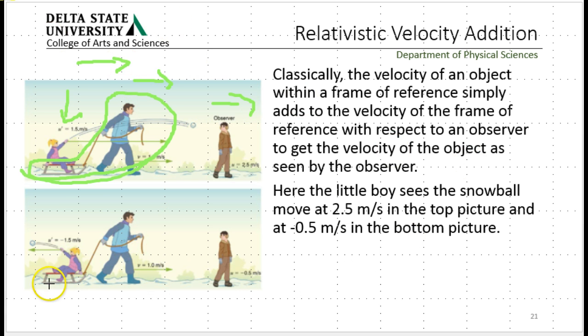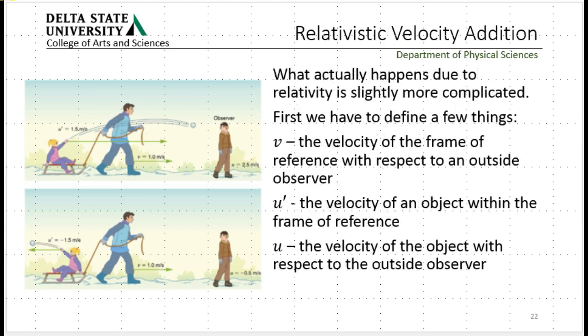And in the bottom picture, again, she's in this inertial frame that's moving at 1 meter per second, and she tosses the snowball backwards at 1.5 meters per second. The boy sees the snowball going away from him at 0.5 meter per second. Pretty straightforward. How do you add velocities from an inertial frame? But when we start talking about relativity, it's not that simple.